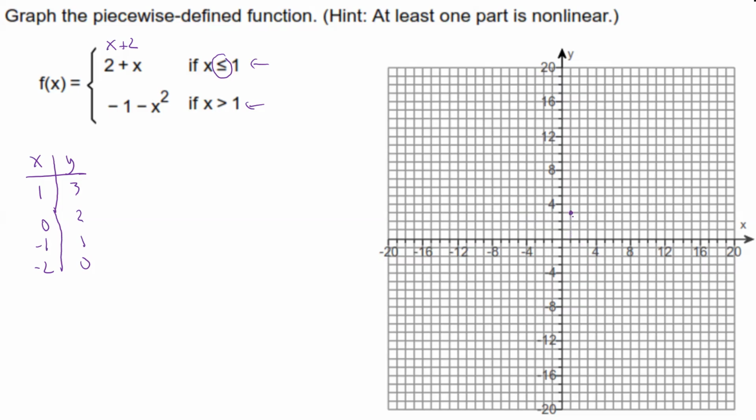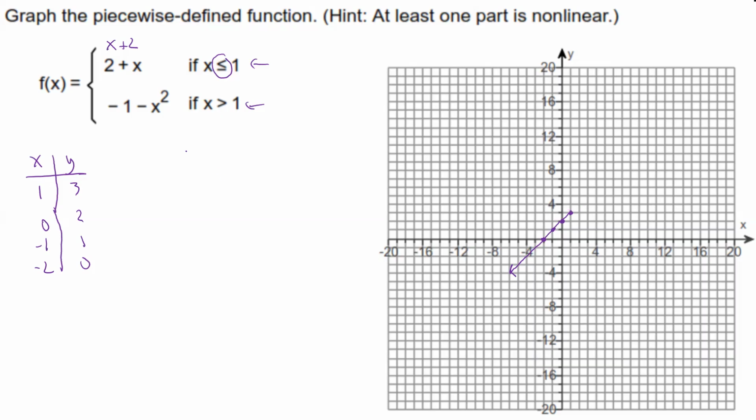So it's going to be right here. And then at 0, it's going to be 2. At minus 1, it's going to be 1. And at minus 2, it's going to be 0. And it's just going to keep going on in that direction forever. Okay, but it stops here. It doesn't go any further this direction. Basically, it goes from negative infinity up to the 1 and includes that 1.